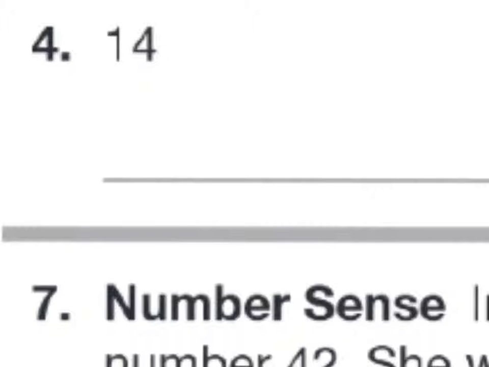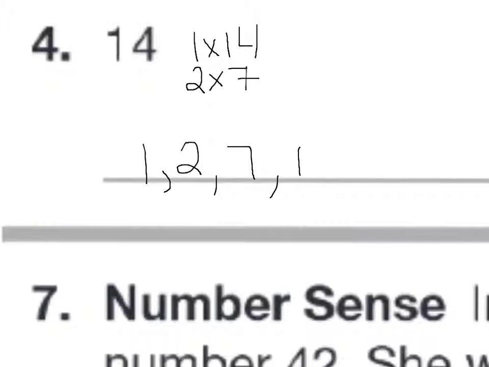Alright, number 4 is 14. Again, we're going to start with 1 times 14 is 14. 2 times 7 is 14. And there are no others, so our factors are 1, 2, 7, and 14.